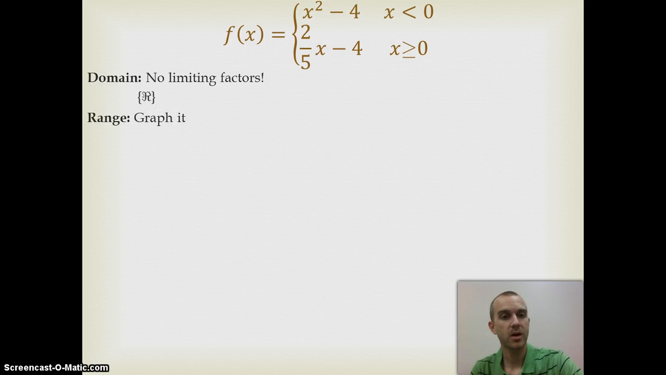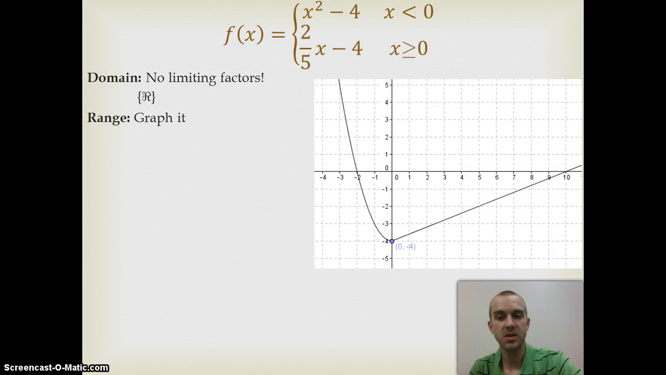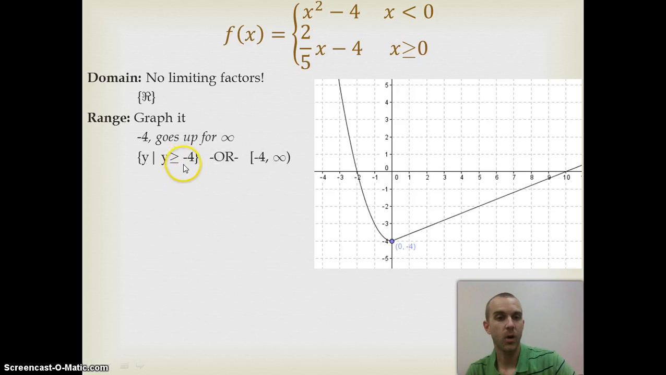When I look at my range, I want to graph it to see what this graph would look like. And this is the graph of this piecewise function. Now while the x squared minus 4 would have a hollow dot at (0, -4), the 2/5 x minus 4 would have a solid dot at (0, -4). So what I know is that when I look at my y values, I go as low as -4 and I go up through infinity. So I could write that y is greater than or equal to -4, or I could write it as -4 to infinity using the interval notation.